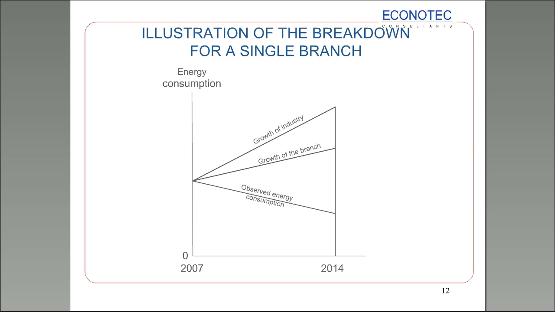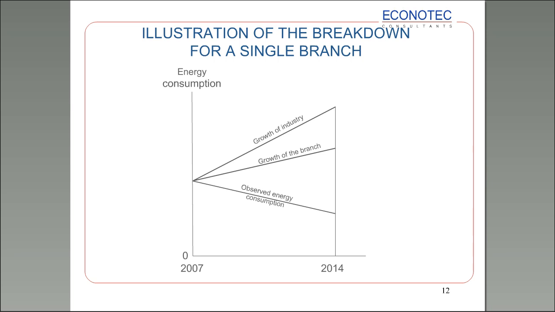Here you see on the vertical axis the energy consumption from 2007 to 2014. So I don't have a pointer, so I'll try to explain without it. Starting from 2007, you see the observed energy consumption. In this case, this is an example for a single branch. To explain, it's easier to start from a single branch. You see the observed energy consumption of the single branch, which in this case is decreasing.